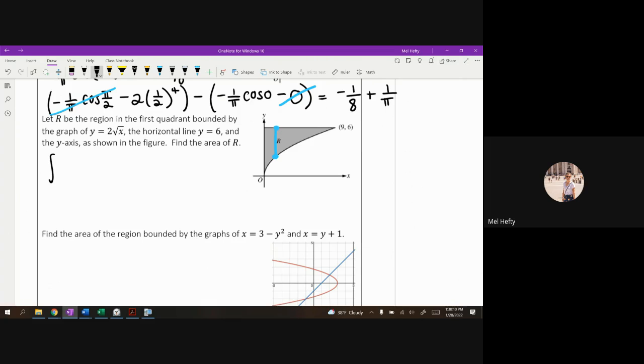What do you guys think the top function is if I'm doing this in terms of X? Yeah, the Y equals 6, that kind of boring line there. What is my bottom function? 2 root X. Downs now. Thoughts?